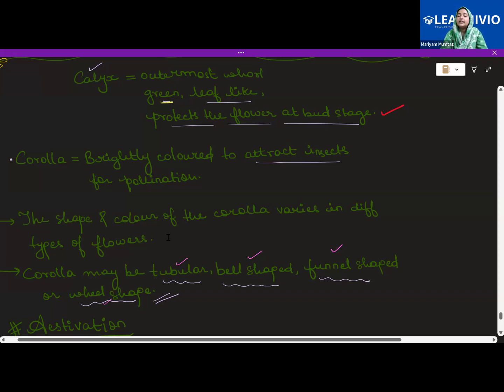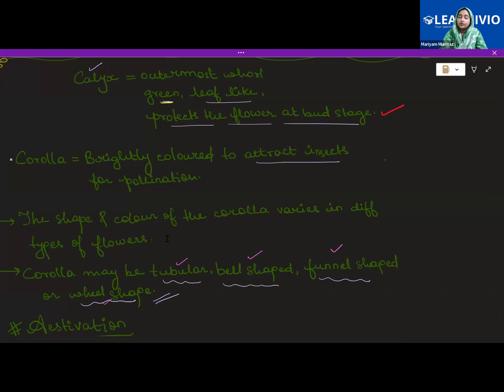Now remember that the shape and the color of the corolla varies in different types of flowers. Corolla can be tubular, bell-shaped, funnel-shaped, wheel-shaped. There are so many varieties that you find. Any doubts up until now, students?